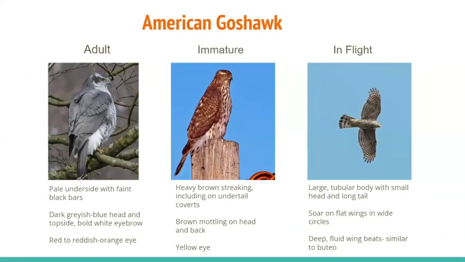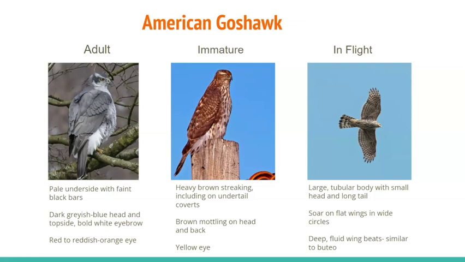So for the adult, they have a very distinct look, this pale underside with faint dark barring. And then the top side is this dark slate gray with an almost bluish look to the cap on their head, and a bold white eyebrow. Their eyes typically are red to reddish orange as adults.